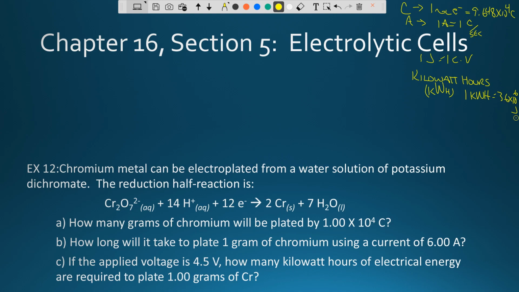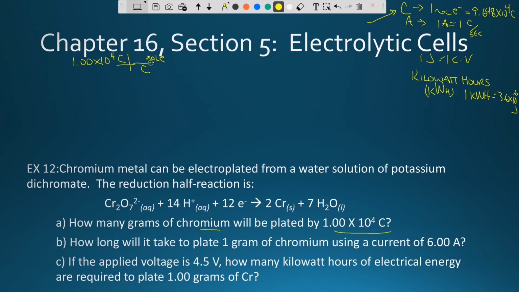Okay, so now we should have all the tools to do this type of problem. We want to know how many grams of chromium are going to be plated by 1.00 times 10 to the fourth coulombs. This is just simple stoichiometry, guys. Don't let it intimidate you. 1.00 times 10 to the fourth coulombs. Well, what do we know about coulombs? We know that coulombs convert to moles of electrons. Okay, so I'm going to be referring to that one right there.